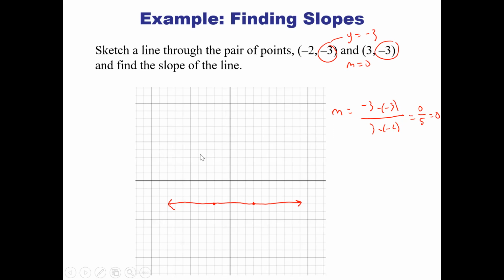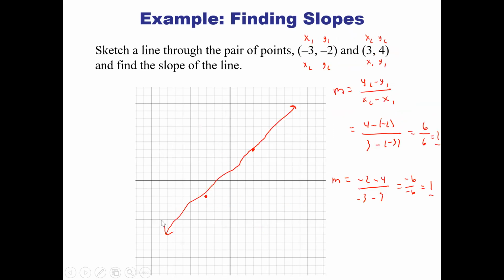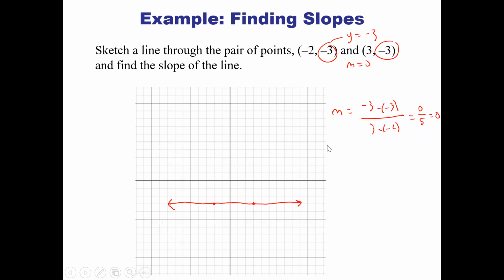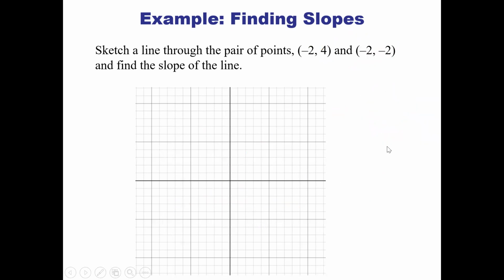Okay, so that would be the three possible ways. We have the slope of 0, a negative slope, or a positive slope. All right, so what's this one going to give us? All right, so here we have (-2, 4). And we have (-2, -2). All right, well, this is a vertical line.